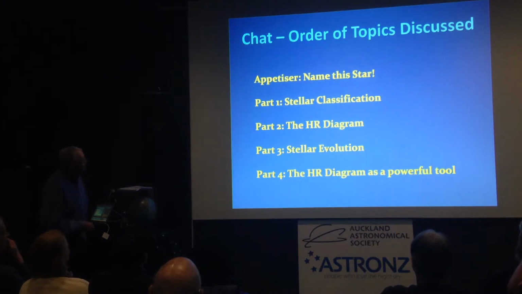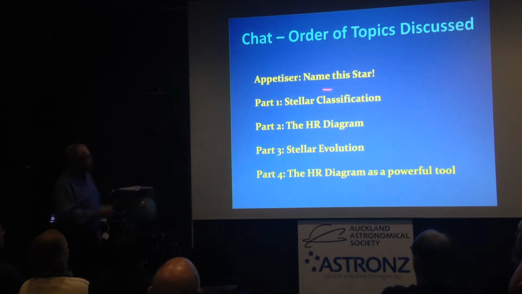The chat part of it, for the next 35 minutes, the order of topics that will be discussed. I'm going to give you a little bit of an appetizer, to whet your appetite. And then we're going to talk about, in particular, how stars are classified. We're going to introduce the Hertzsprung-Russell diagram, also known as the HR diagram. Then we'll talk about stellar evolution. And then part 4 will bring it all together. All those subjects are going to come together into one nice, tidy instrument.